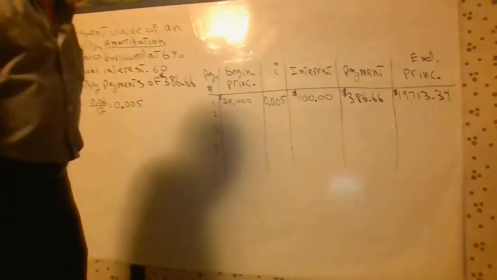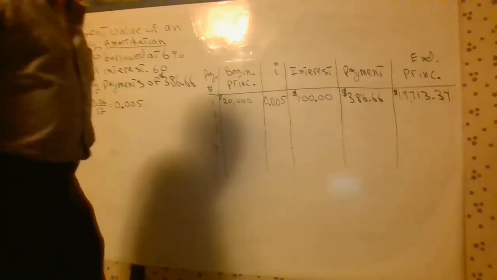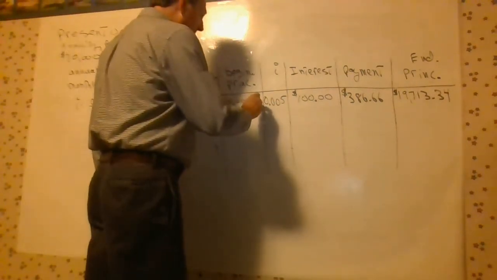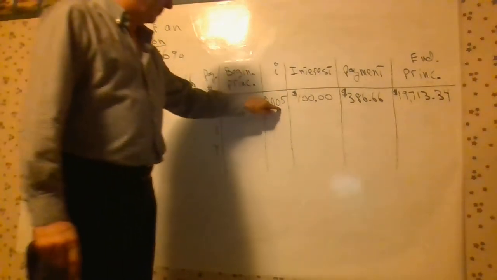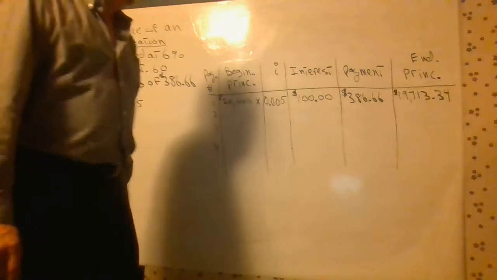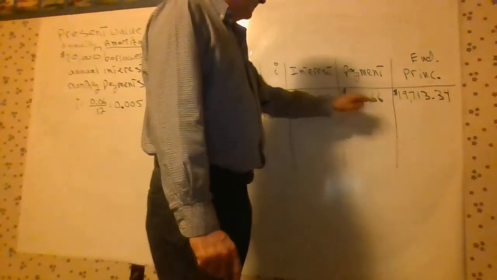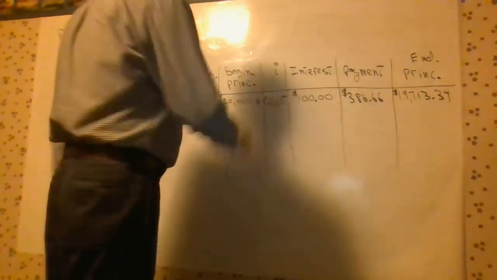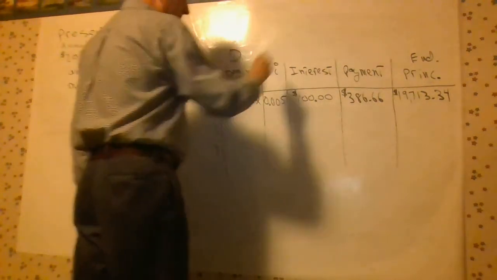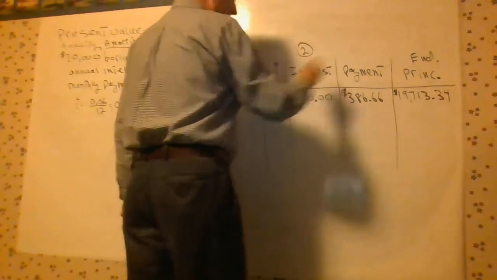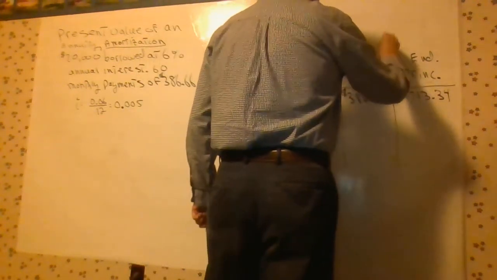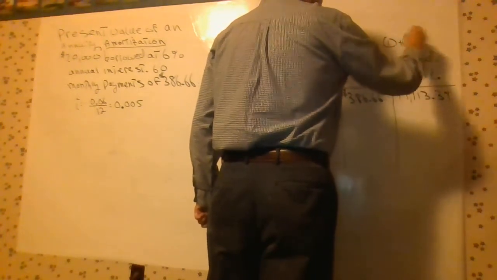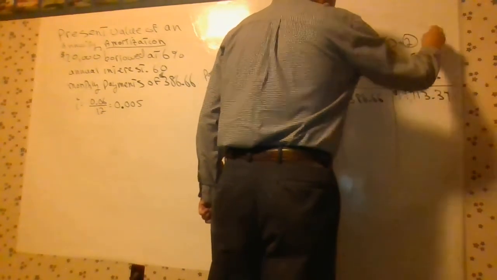That way we don't have to use I equals PRT. Then the first monthly interest, you really multiply these two quantities. If you multiply 20,000 times 0.005, you get $100. And we have a payment here, and then we have to calculate the new principal. Well, basically, if this is column 1, this is column 2, and the payment is column 3, ending principal is 1 plus 2 minus 3.